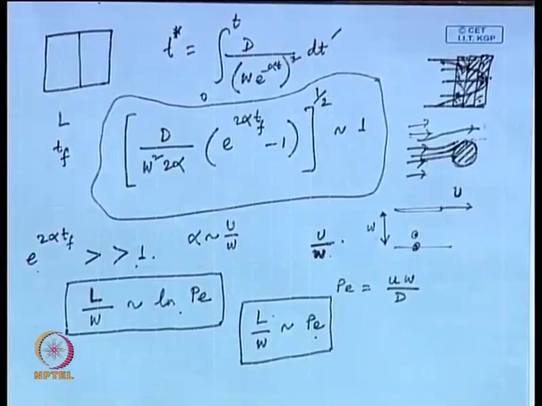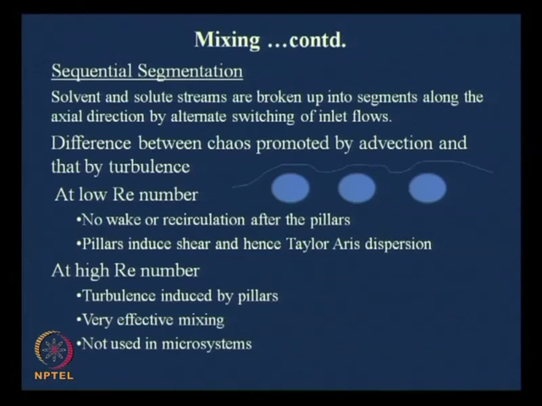If I go back to the PowerPoint slide, I see here that there is no wake or recirculation after the pillar. In case of turbulence, you could have expected some recirculation after the pillar, the boundary layer separation and all kinds of things. That is not happening here, because the Reynolds number is extremely low. However, pillars induce shear. At the wall of the pillar the velocity is 0, away from it a little higher velocity, and further away the free stream velocity. So, pillars induce shear and hence Taylor-Harris dispersion.